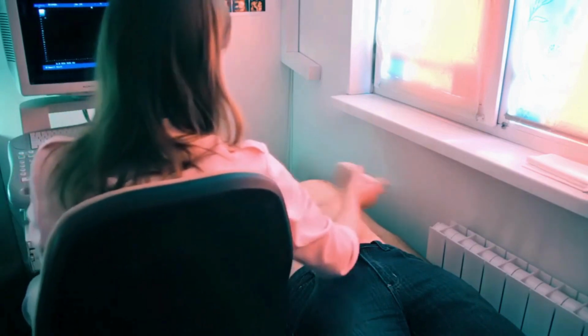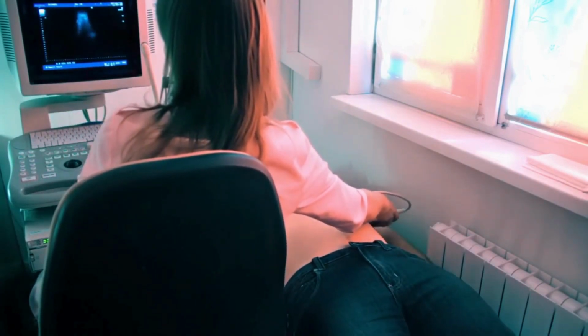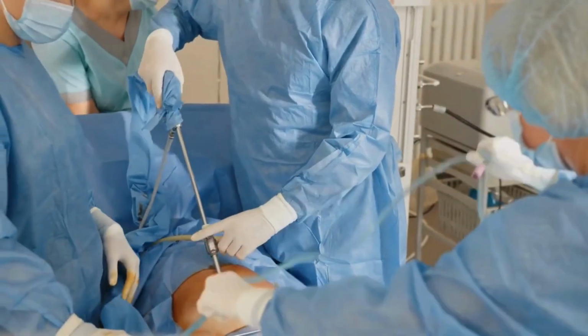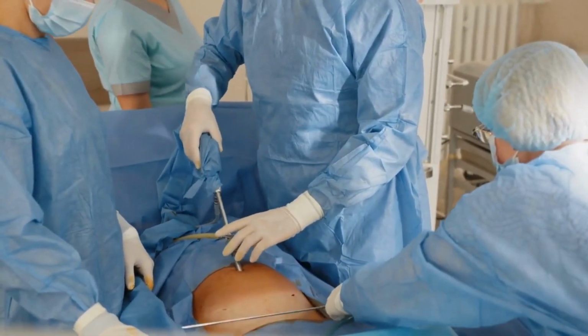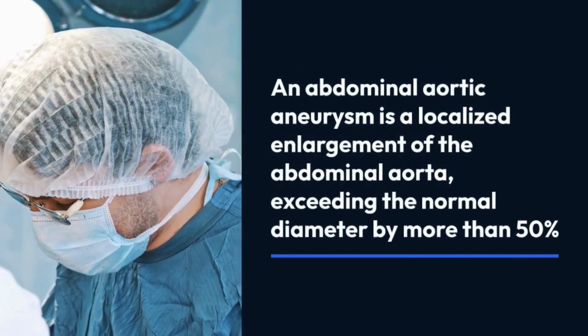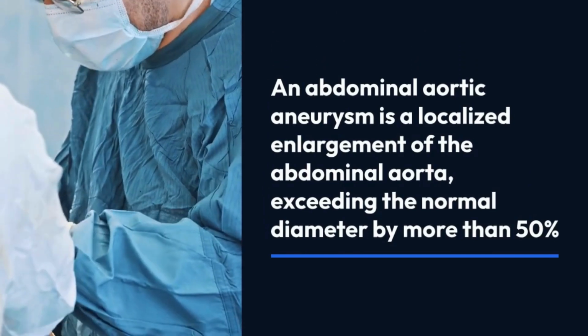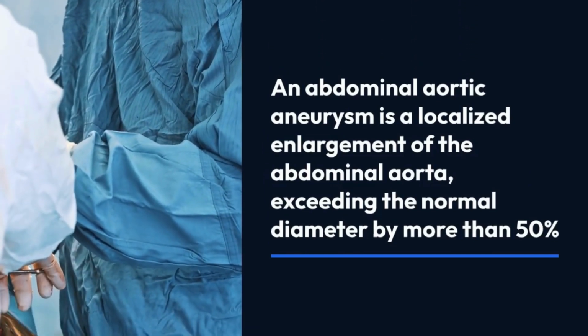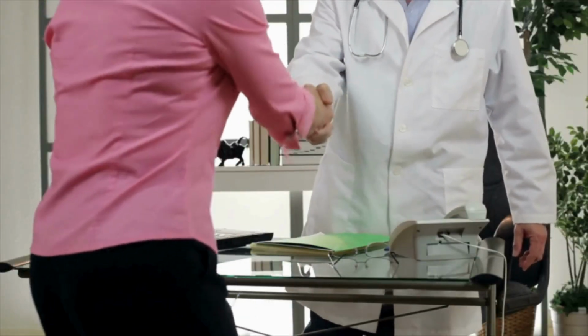Today, we're diving into an important topic for all healthcare professionals: Abdominal Aortic Aneurysm, or AAA. This video will provide a comprehensive overview based on the latest updates from StatPearls. An abdominal aortic aneurysm is a localized enlargement of the abdominal aorta, exceeding the normal diameter by more than 50%. This condition is critical due to the risk of rupture, which can be life-threatening.